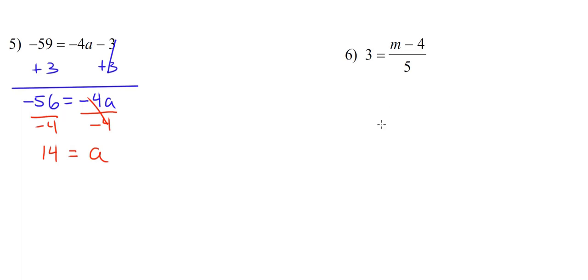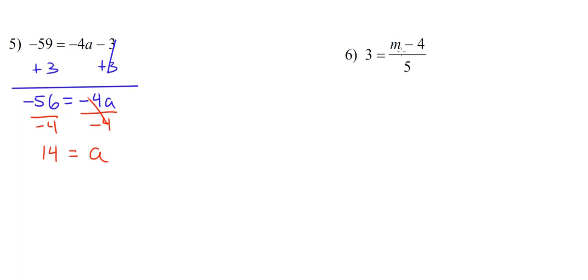Moving on to number 6. We have 3 equals m minus 4 over 5. Another two-step equation, except usually when we solve a two-step equation, our first step is to undo addition or subtraction. However, in this problem, the minus 4 is part of the numerator of this fraction, so we cannot get rid of this negative 4 first. We need to undo this fraction.